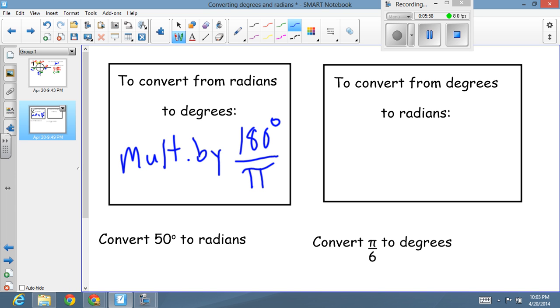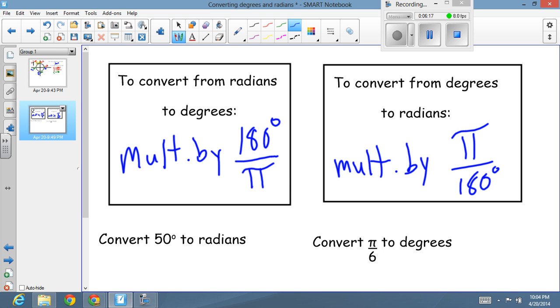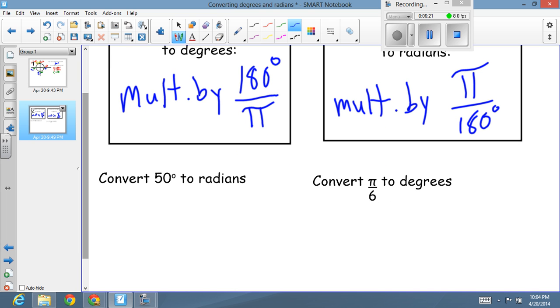Now when I want to convert from degrees to radians, basically getting rid of the degrees, in that case, and you may be able to guess this, I'm going to multiply by pi over 180 degrees. Because in this case, I'm going to be able to cancel out the degrees and I'll be left with radians. So, let's convert 50 degrees to radians.